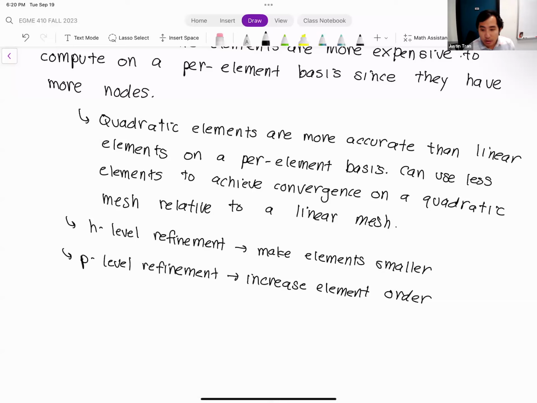Question: does increasing the element order increase the number of elements or make the elements bigger? The element size is determined primarily by the edge size, and that's independent of the order. If you increase the element order, you're going to increase the number of nodes, because the elements need to add more nodes to get the shape function up there. But it doesn't have any effect on the size of the elements or the number of elements. It does affect the number of nodes.